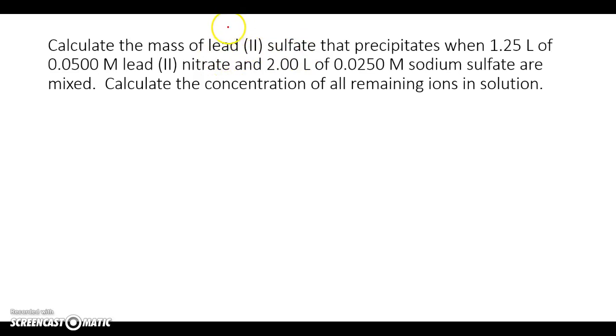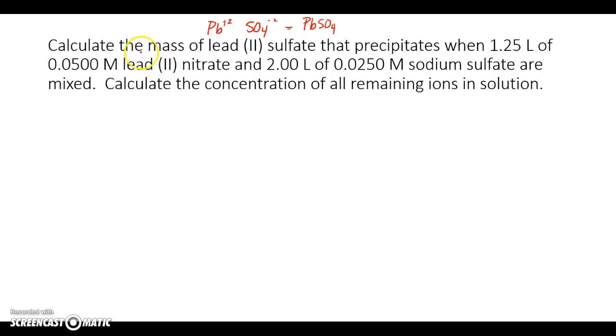So we know that lead 2 sulfate is going to be SO4 for sulfate. Sulfate, remember, has a -2 charge. Lead has a +2. So when I'm working with this here, I know that that can work out to be PbSO4. And that precipitates when 1.25 liters of 0.05 molar lead nitrate, lead 2 nitrate, come together.